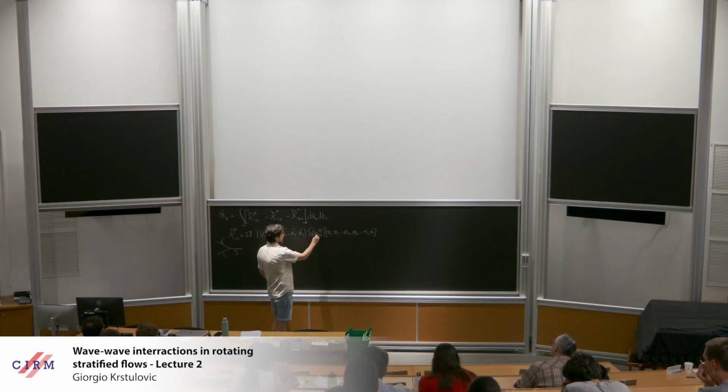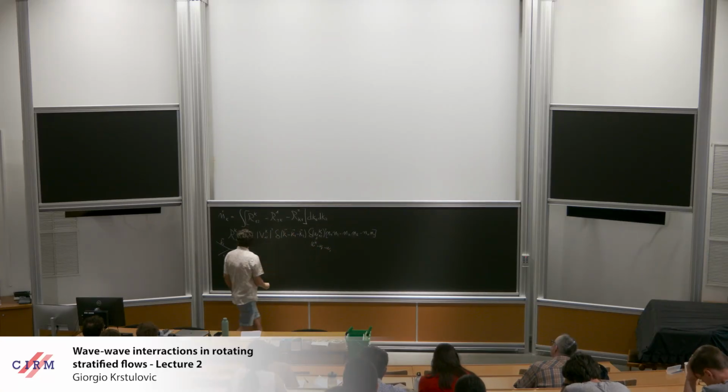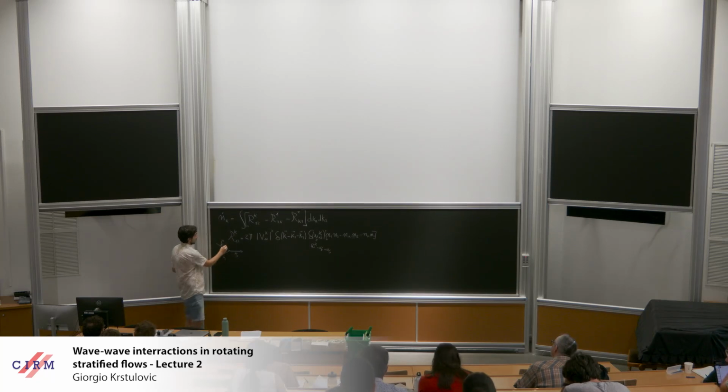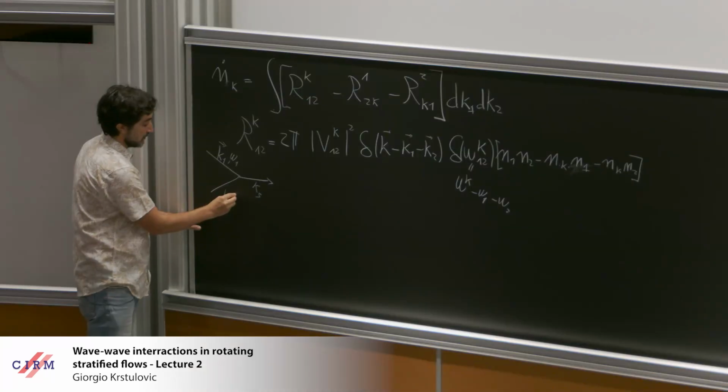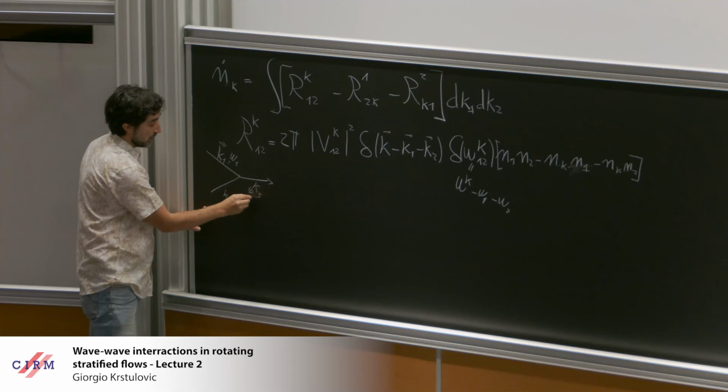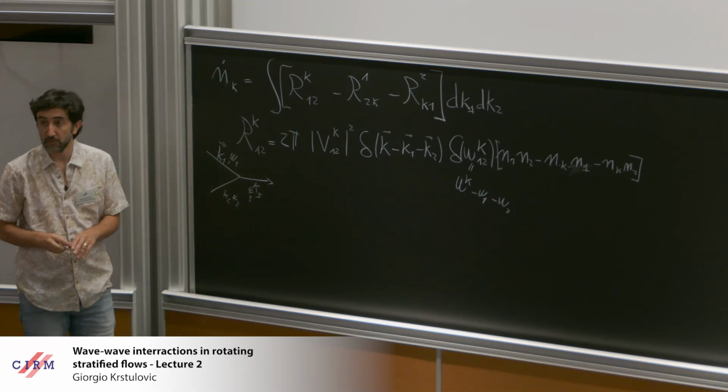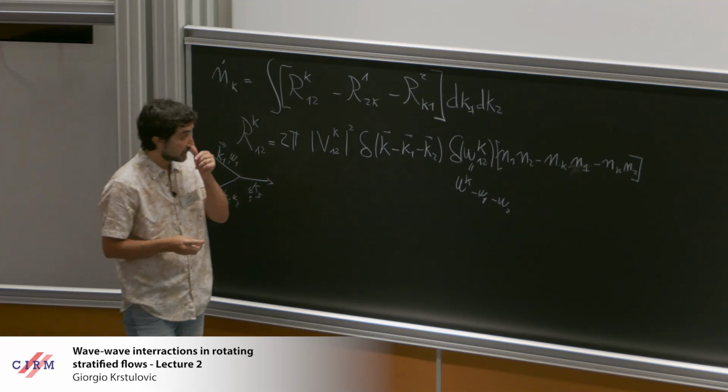So this guy here, it's omega k minus omega 1, omega 2. So the idea is that you have a wave that carries an energy omega 1, omega 2, and omega 3. So it's conserved energy, something that I'm going to show in a second.